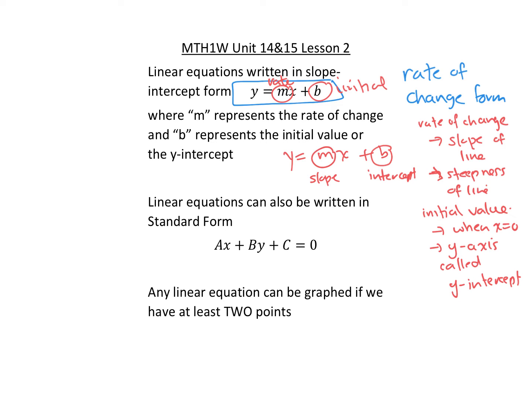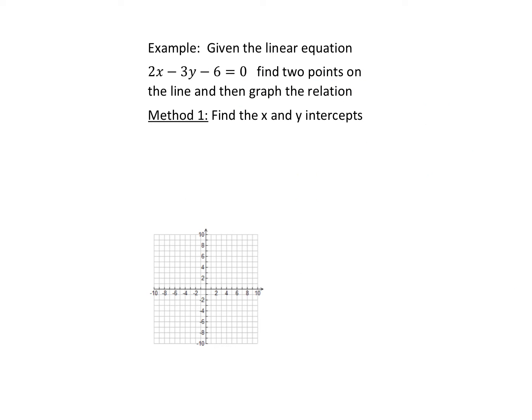We can also write our equations in standard form. So standard form is ax plus by plus c. You'll notice that there's still only one x and one y. So any linear equation can be graphed if we have 2 points. So if we have an equation in standard form, we can find 2 points quite easily.